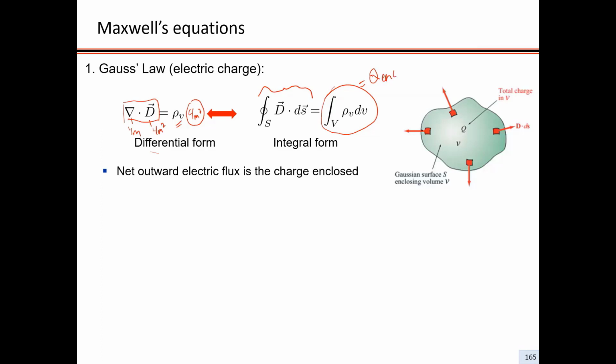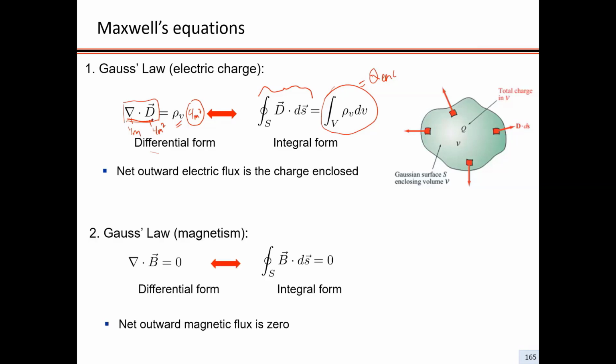If I have a Gaussian surface like this, let's say it's enclosing a charge, then the divergence tells you the amount of source or sink. If it is positive, then there is positive charge inside. If it's negative, then there is negative charge inside. If it is zero, then there are equal number of positive and negative charges. So they cancel each other inside the volume.